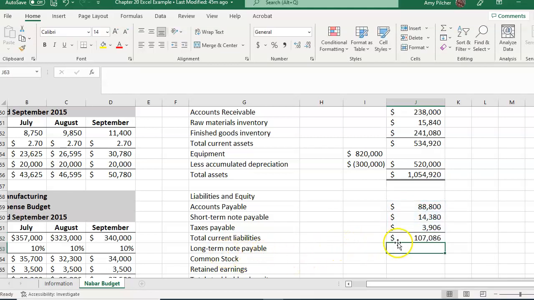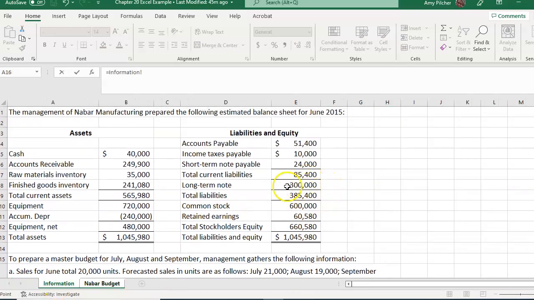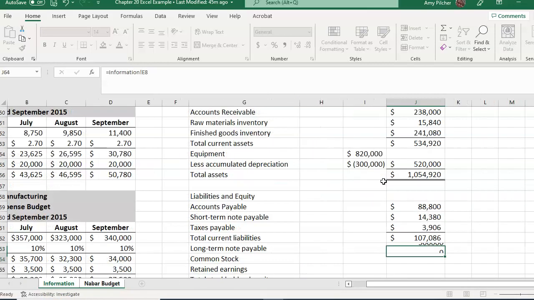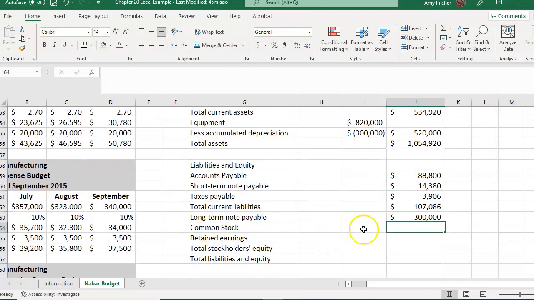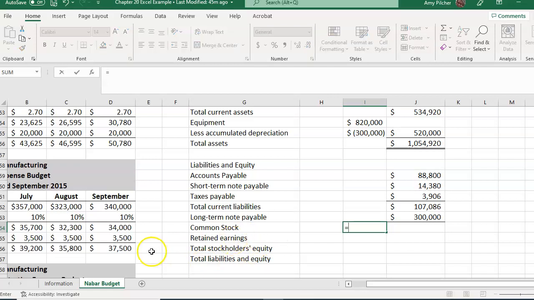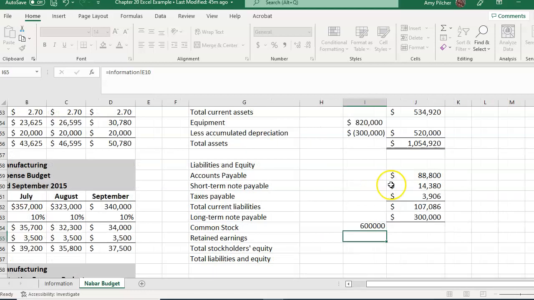Then I have a long-term note payable. I didn't pay anything on this long-term note. I only paid interest on it. So I still have that long-term note. And then I need common stock and retained earnings. I didn't make any changes to common stock, so I can take that from here.